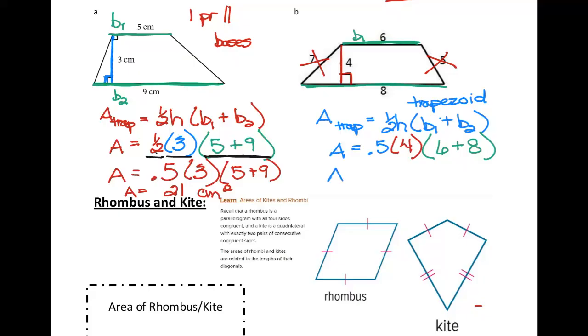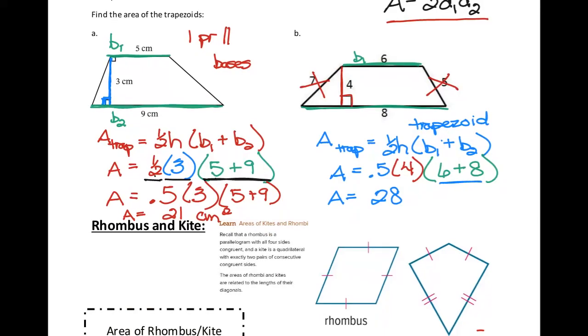So in your calculators, if you put that in, be very careful. 0.5 times 4 times parentheses 6 plus 8 and parentheses. If you're doing it in your head, 6 plus 8. You do what's in parentheses first. That's 14. Half of 14 is 7. 7 times 4 should be 28.